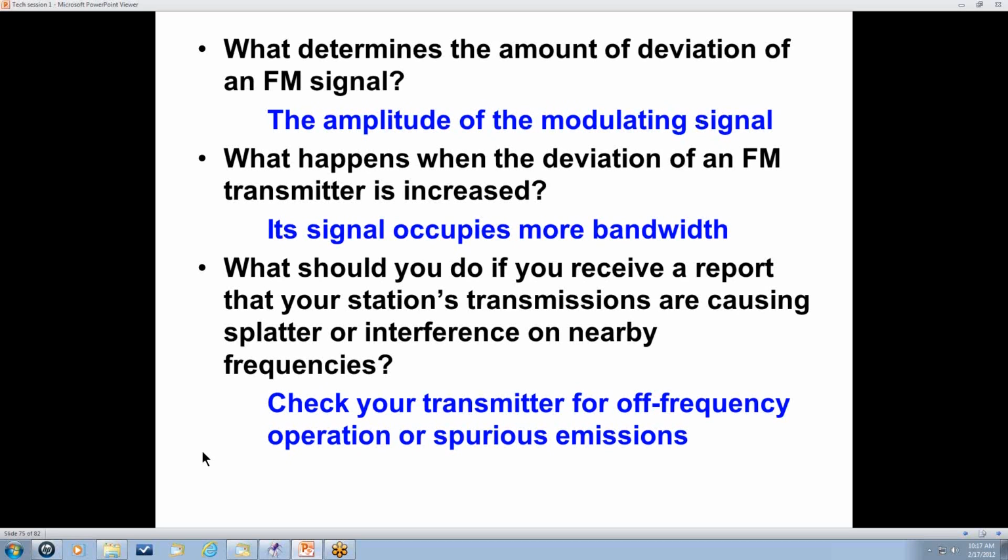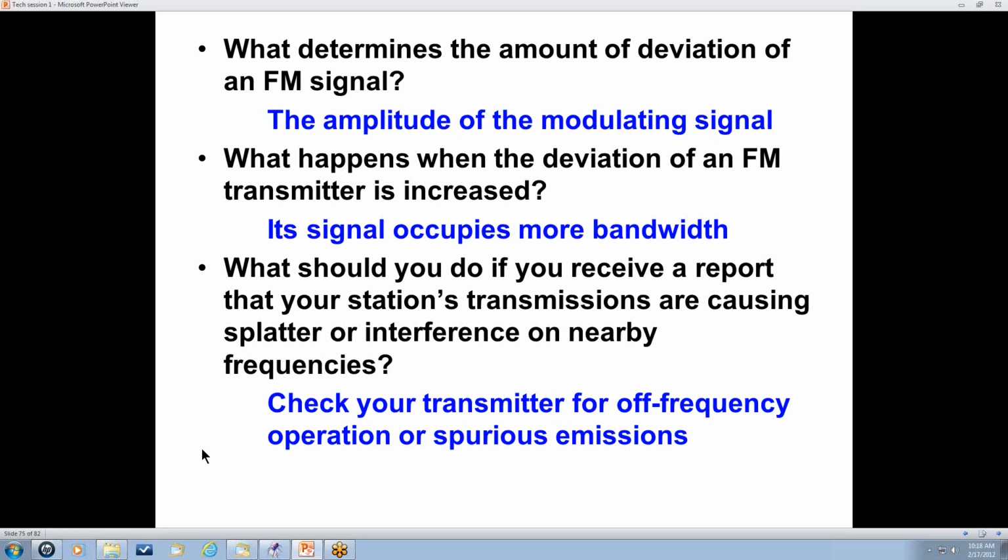What should you do if you receive a report that your station's transmissions are causing splatter or interference on nearby frequencies? You should check your transmitter for off-frequency operation or for spurious emissions. Transmitters generate signals other than the ones you intend for them to. Generally, those are well suppressed in the transmitter, but in some cases they may not be. So you should check for those things if you do get reports of splatter or interference. And you're probably going to start out operating with 2-meter FM, and generally there's not too much problem with this on 2-meter FM.